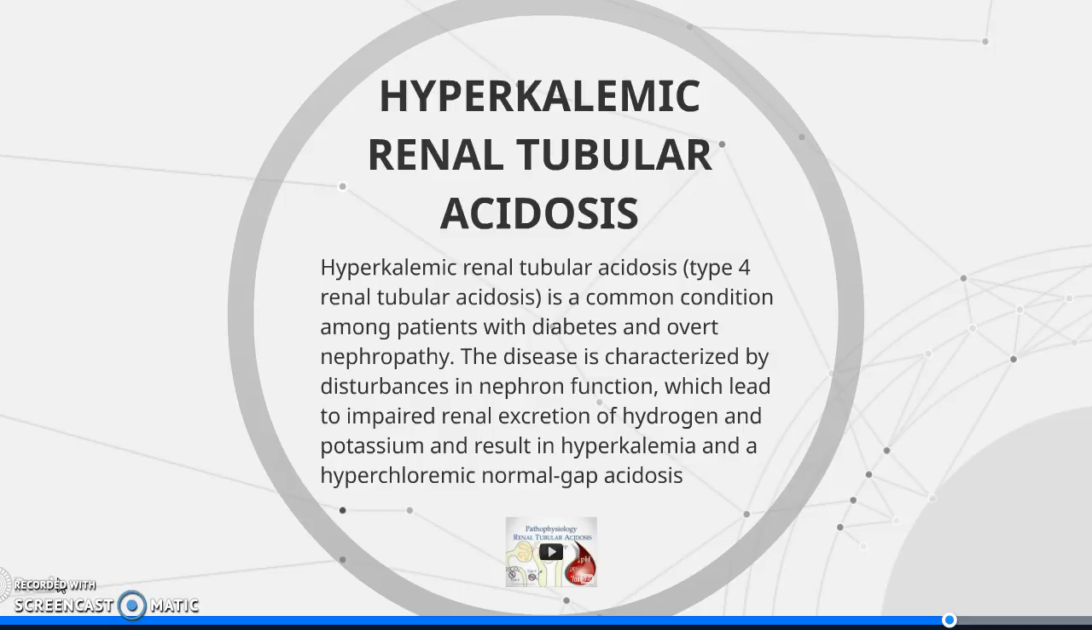Hyperkalemic renal tubular acidosis is a common condition among patients with diabetes and overt nephropathy. The disease is characterized by disturbance in nephron function, which leads to impaired renal excretion of hydrogen and potassium and results in hyperkalemia and hyperkalemic normal gap acidosis.